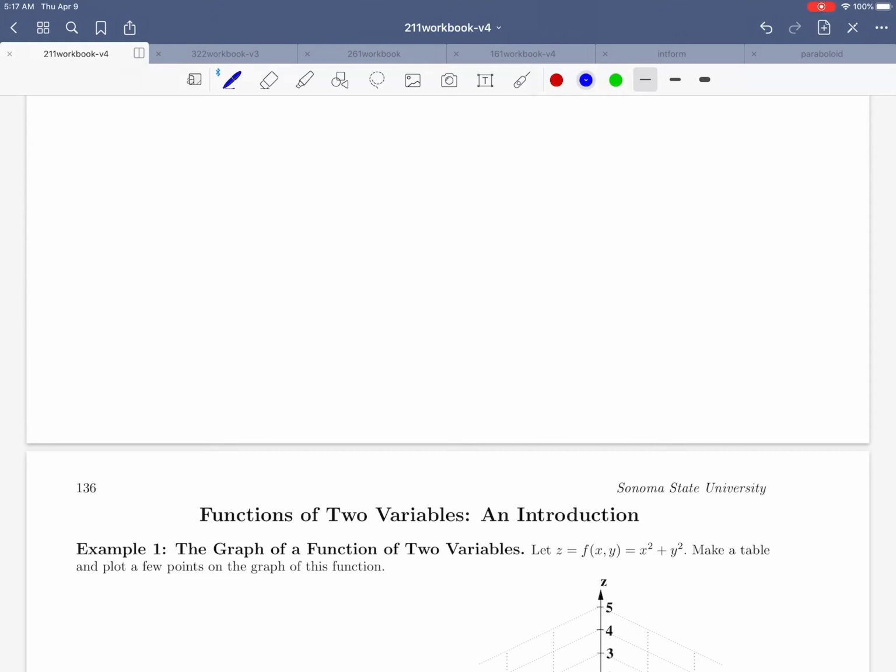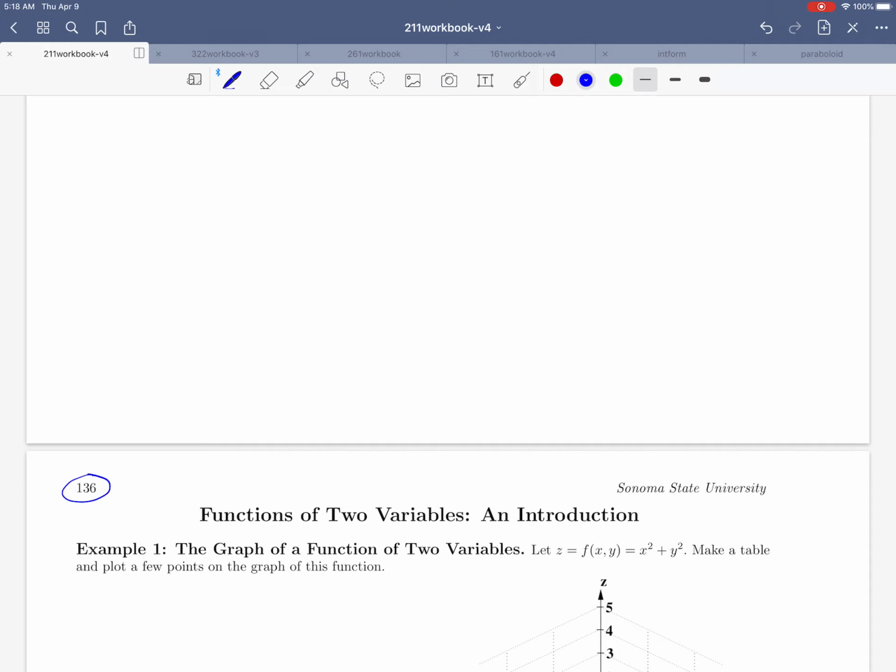Hello everybody, and welcome to page 136 of the workbook. And in this section we're going to talk a little bit about a totally new topic, functions of two variables. Now just to introduce the general concept of this before we dive into example 1, I want to just illustrate with an analogy why we might be interested in a problem like this.